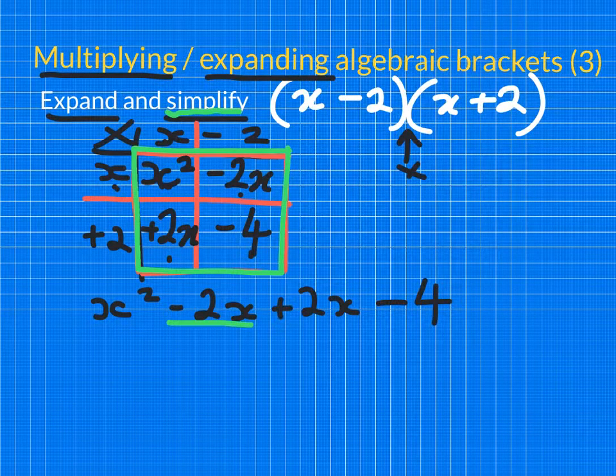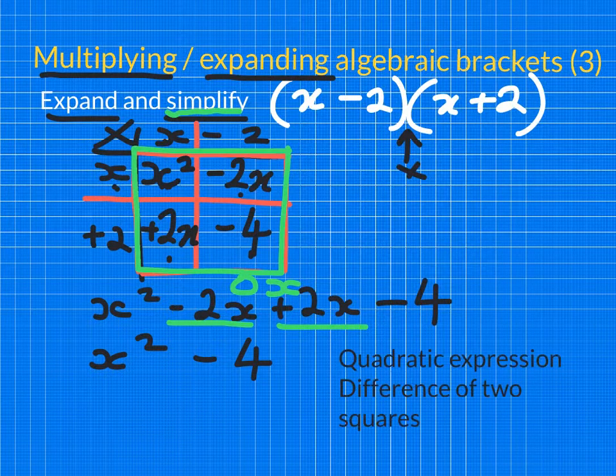Minus 2x plus 2x, if you minus 2 and then you plus 2, that will give an overall effect of having 0x. If we have 0 of something, it doesn't need to be written. So our final simplification would be x squared minus 4. This type of quadratic expression is called the difference of two squares.